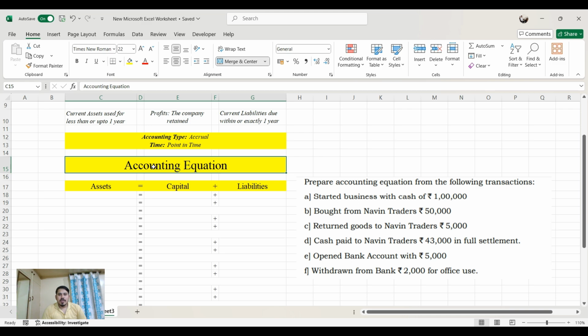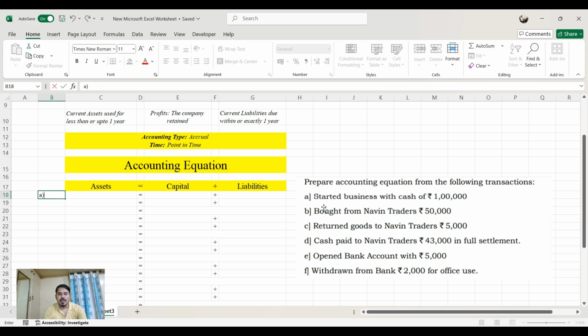Let us solve the accounting equation from the following transactions. As you can see, there are six accounting transactions given. Let us solve them one by one.